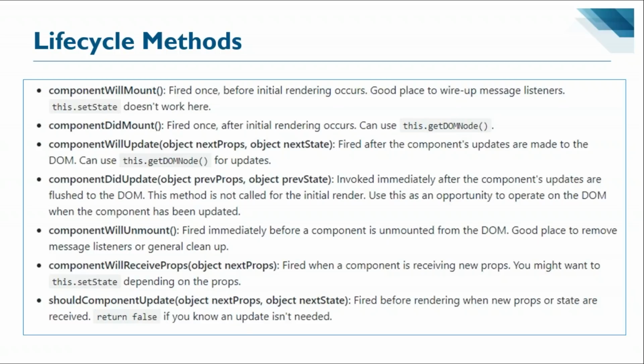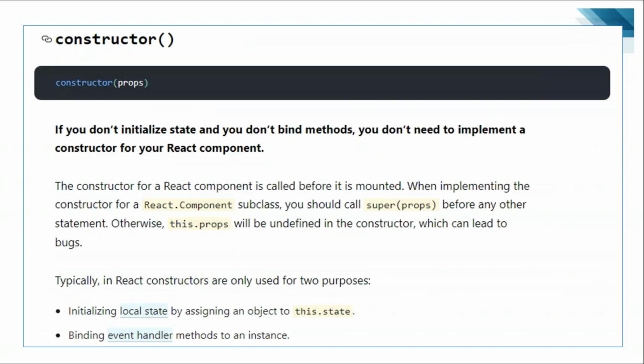The other is shouldComponentUpdate. Now this is pretty interesting: this is fired before rendering when new props or state are received. It will return false if you know an update is not needed. So you can check on any of the components based on the state and the props whether any update is required or not, and accordingly you can return false or true based on this method, which is shouldComponentUpdate. Now this is very interesting.